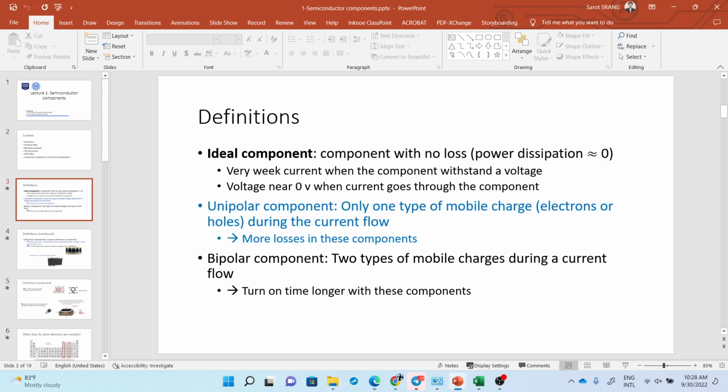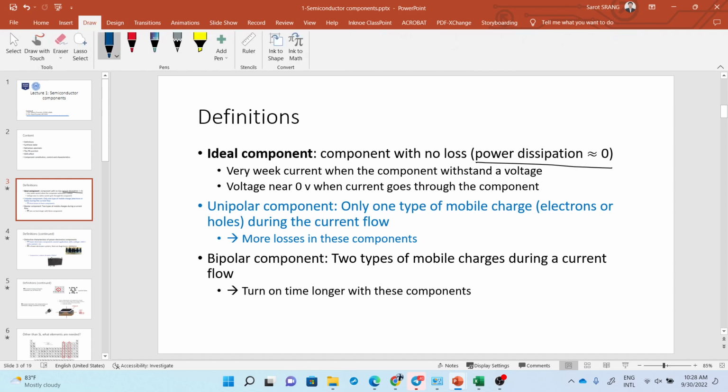So first of all, I want you to know some definitions. The first, ideal components. What is the meaning of ideal components? You can see the term here, power dissipation is 0. Let's say you have a resistor. What kind of resistor dissipates 0 energy? What value of the resistor? I mean the value of the resistance. A resistor has a resistance.